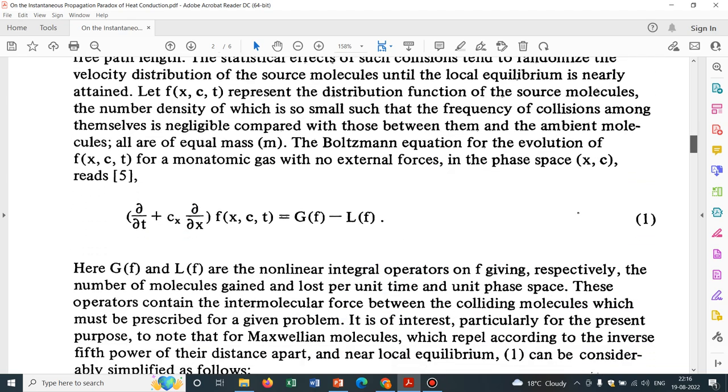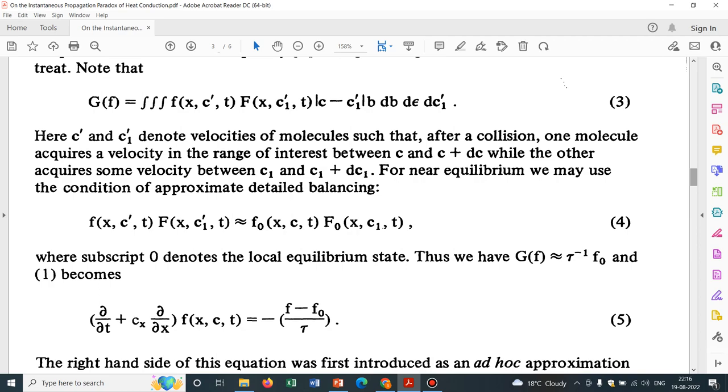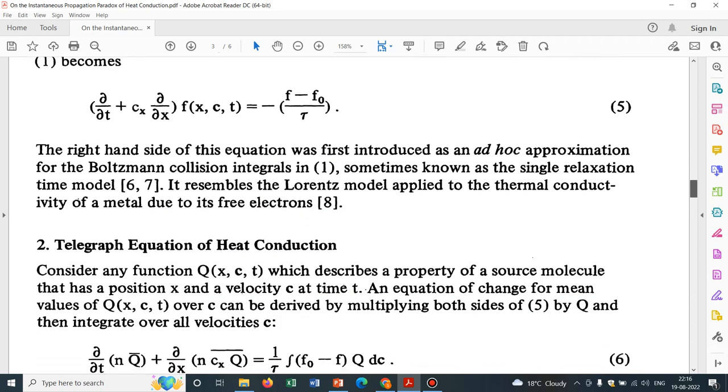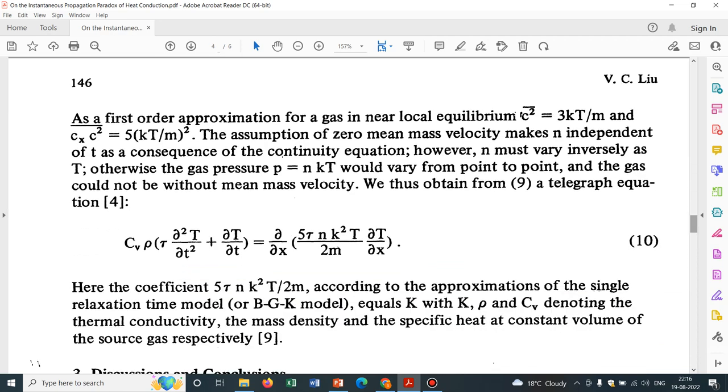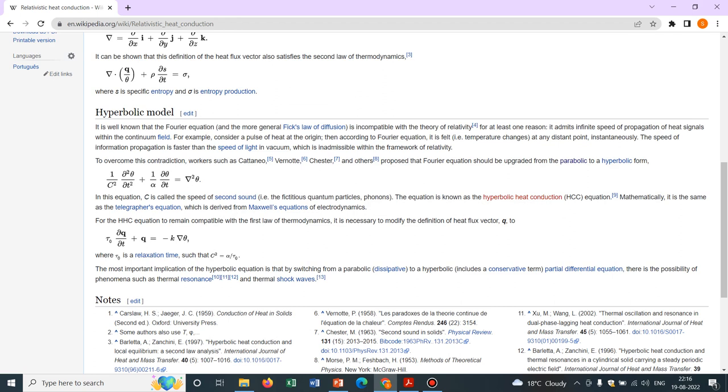If you are interested, you can read the entire article. I'll be putting the article in the description box. However, I will not be explaining everything here. I'll just show you the telegraph heat equation. It is also similar: you have a second order time derivative term, a first order time derivative, and a second order space derivative. This is similar to this particular equation, and that is what they are mentioning, that this equation is equivalent to the telegraph heat equation. I guess this much information should be necessary to understand the equation in an appropriate way, to understand the physical facts.